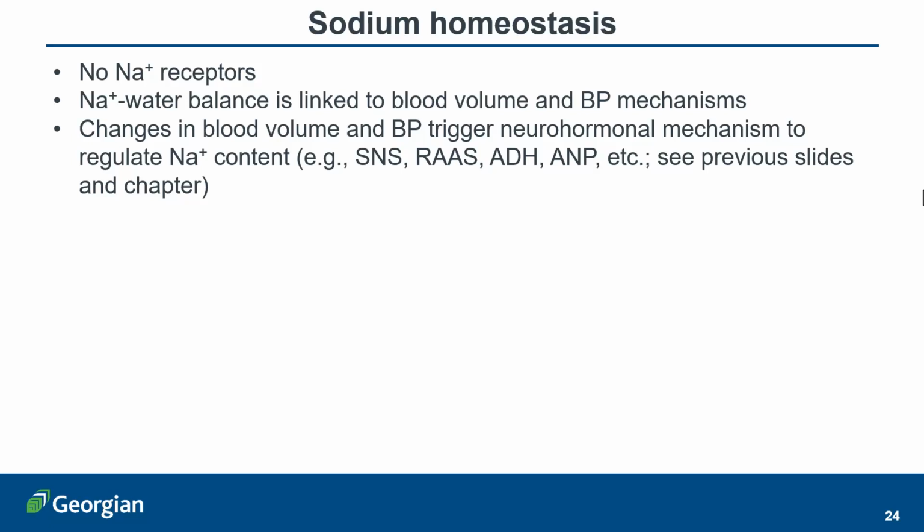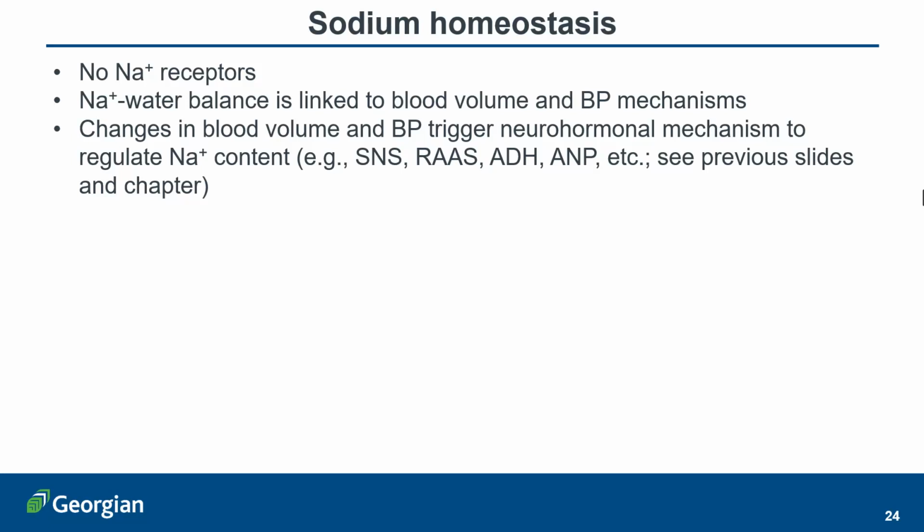As blood volume increases, blood osmolarity decreases and vice versa. They are also baroreceptors to detect our blood pressure. Those two mechanisms are what really tell us about the sodium-water balance. Since there are no sodium receptors, we have to rely on these secondary indicators. We're really measuring blood volume and blood pressure. And changes in blood volume and blood pressure trigger the various neurohormonal mechanisms that ultimately regulate sodium content.